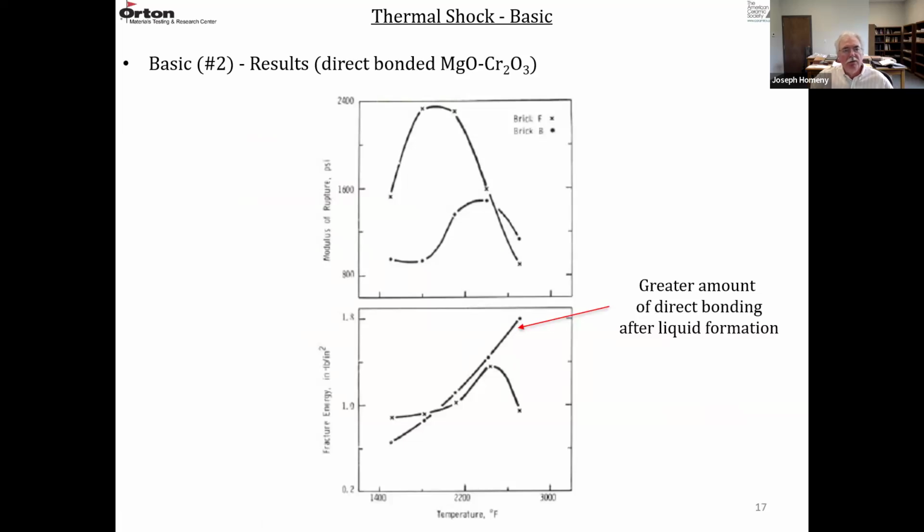So some of the results here, this is results for 2 mag chrome materials that are direct bonded. So these have direct crystal contact.